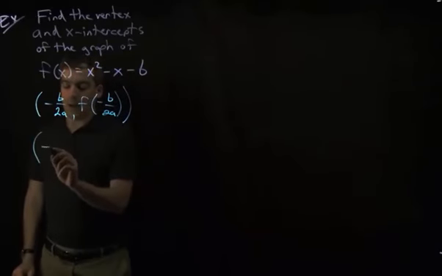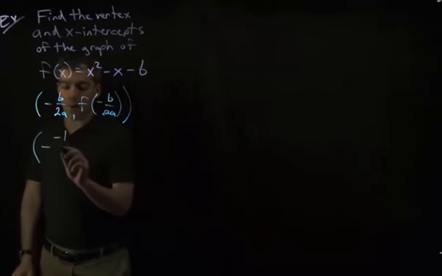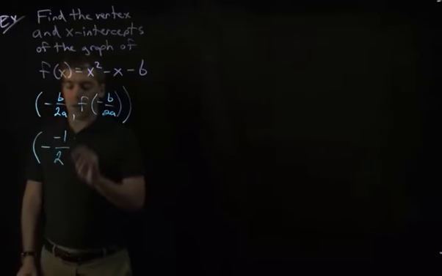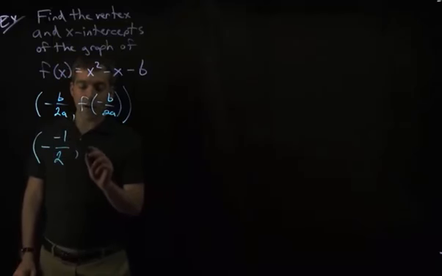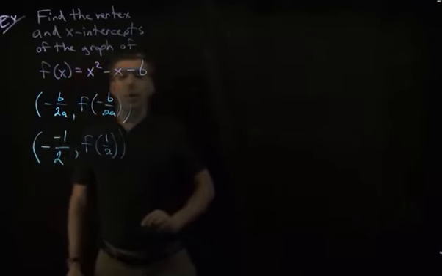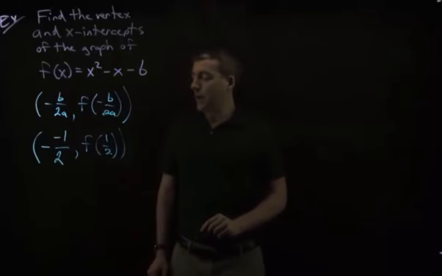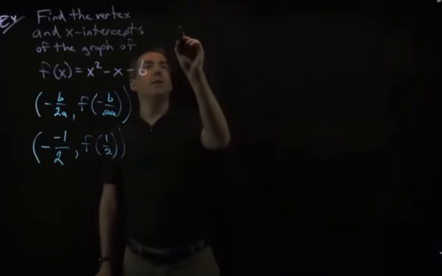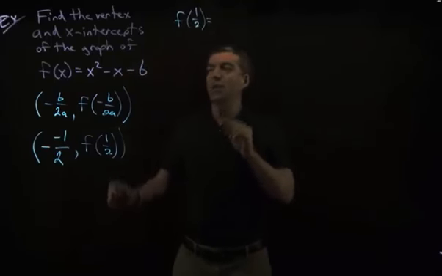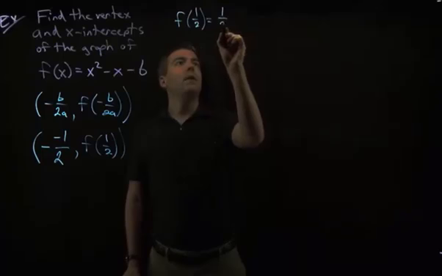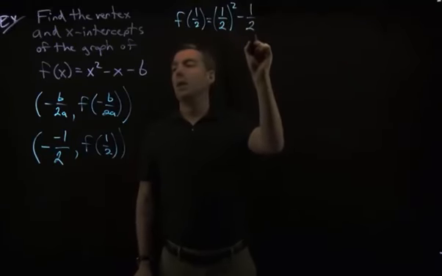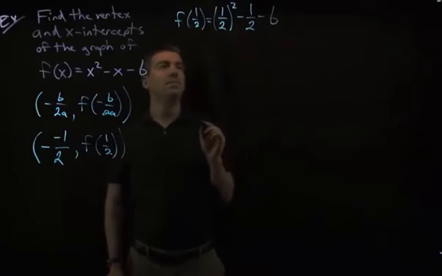So we will have negative negative 1 over 2 times 1. So this is 1/2. And we'll evaluate the function at 1/2 to find the y value for the vertex. All right, let's do that. So f of 1/2 is going to be 1/2 squared minus 1/2 minus 6.